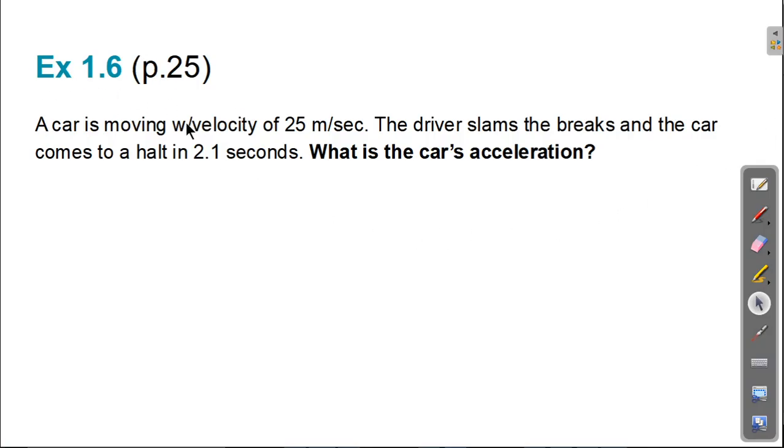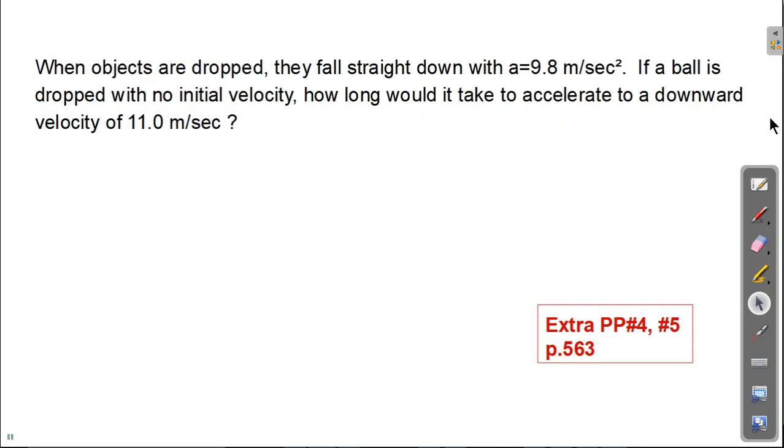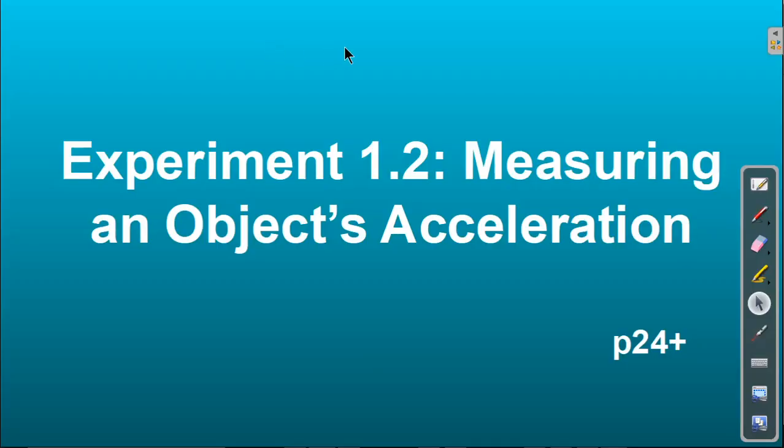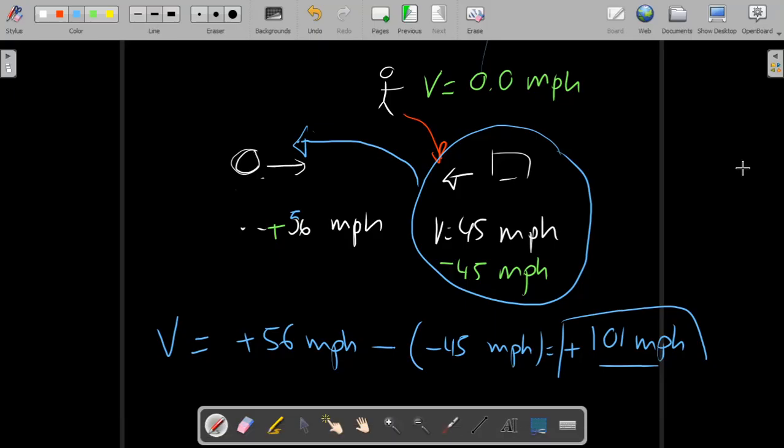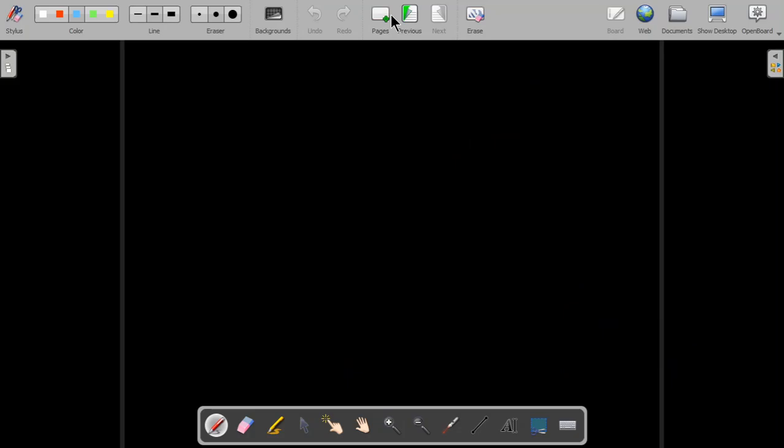Let's look at the last example for today. That's found on page 25. It says a car is moving with a velocity of 25 meters per second. Driver slams the brakes and the car comes to a halt in 2.1 seconds. What is the car's acceleration? Oh, we're going to have two of them. Let's start with the first one though. Okay, so let's go here. Clear page so we can solve this. And then you're going to have some to do on your own.